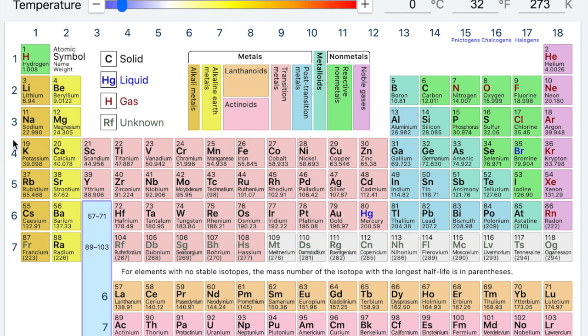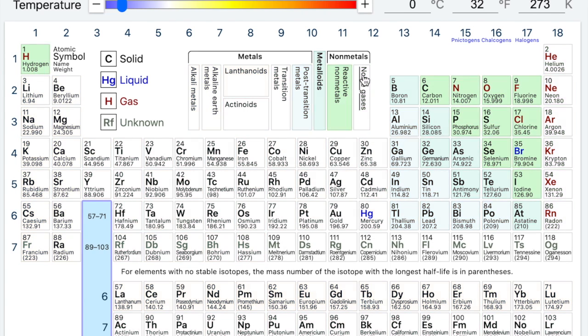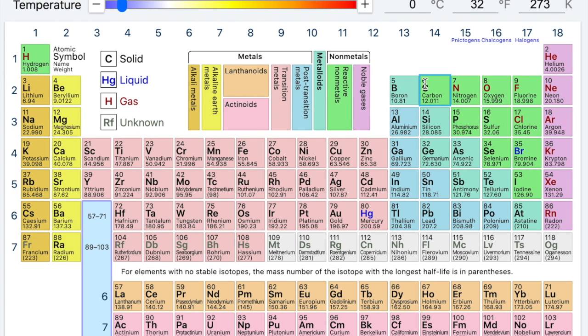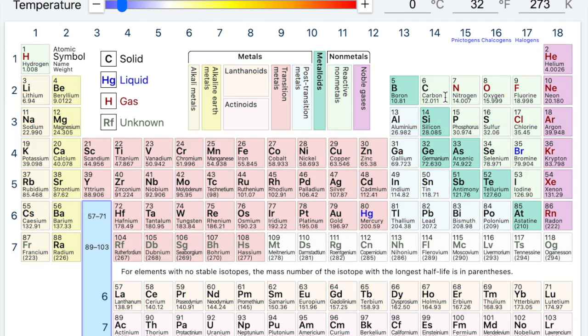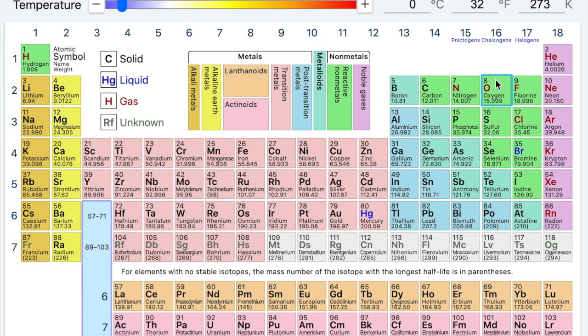Okay, now one thing also that we have learned in our lessons is that the atomic number for each of the elements represents the number of protons in that element. Okay, so boron has 5 protons, carbon has 6, nitrogen has 7, and so on and so forth. So as we move towards the right of the periodic table, we have more and more protons.